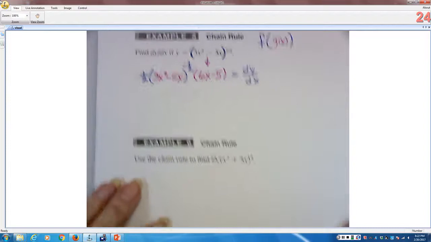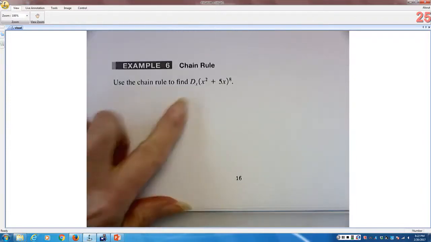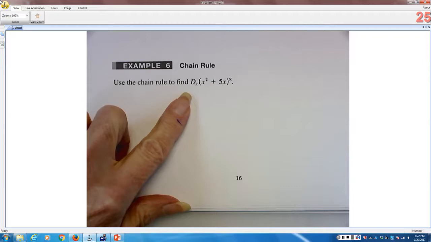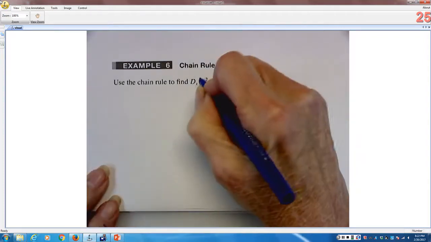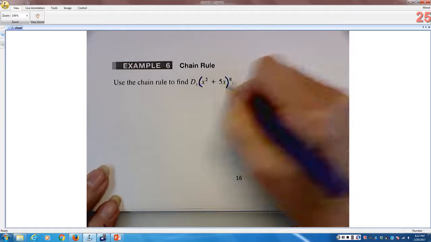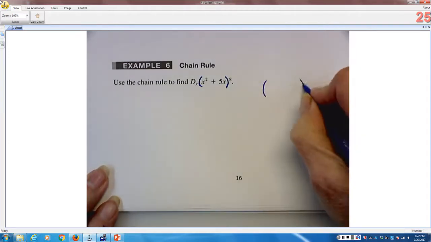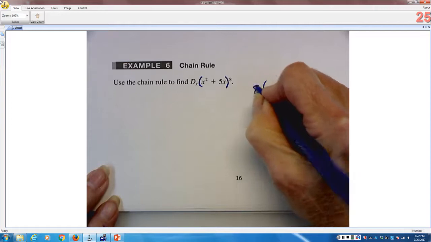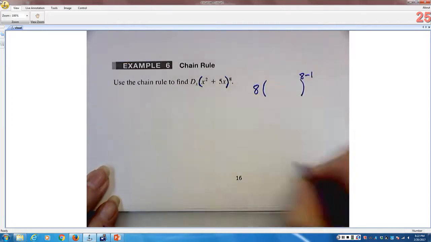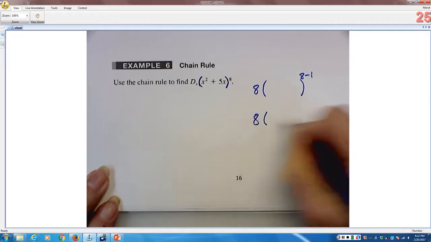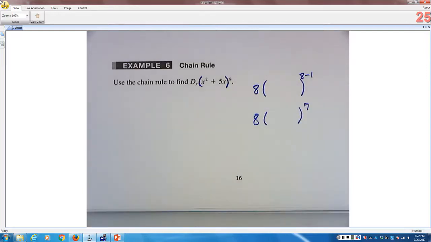All right, let's try another. Find the derivative of this problem. What's f? Okay. 8. So it's the 8th power thing. So we're gonna take whatever's in the parentheses, bring the 8 down in front of it, and do 8 minus 1. So we're gonna wind up with 8 times whatever's in those parentheses to the 7th power. Okay?